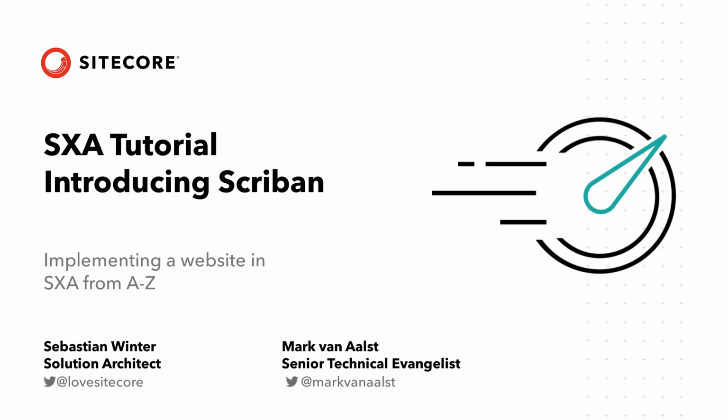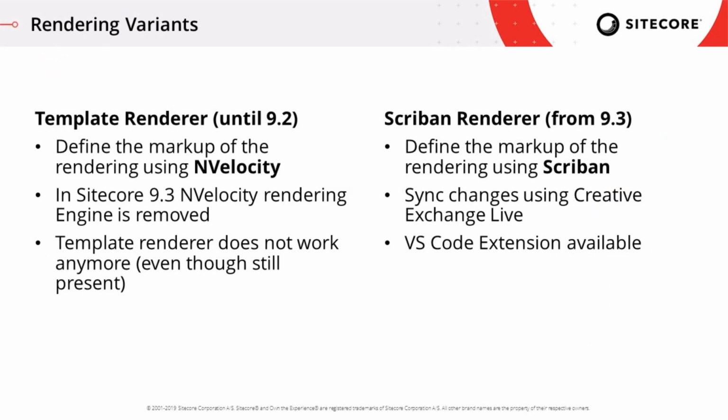Today we'll be talking about Scriban, template rendering within SXA. As some of you might know, in previous versions of Sitecore, Velocity was one of the template rendering technologies used within Sitecore. Since Sitecore 9.3, the Velocity rendering engine has completely been removed. Therefore, there is no use for Velocity templates anymore within Sitecore.